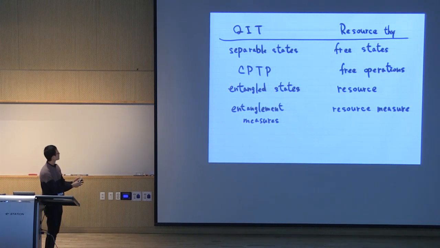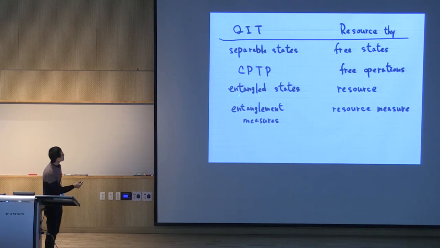And you can make separable states for free. So taking the tensor product is regarded as a free operation, for instance. And also you can do some local measurements, LOCC or CPTP operations, for free. So basically without having non-trivial resources. Basically, you are allowed to do CPTP for free.